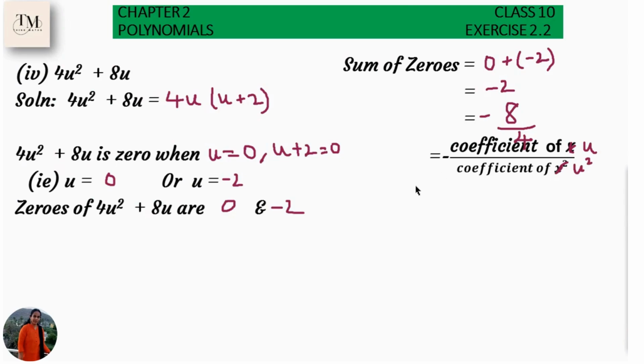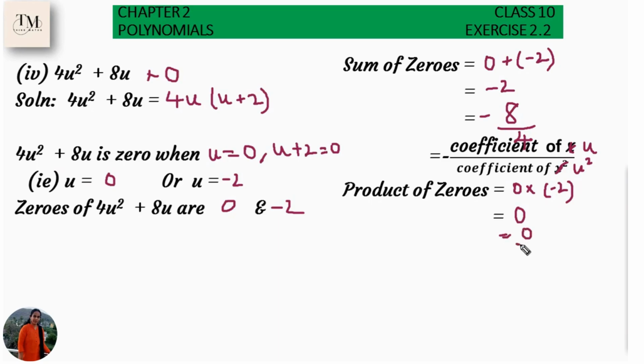So the next step is you have to find the product of zeros. So the zeros are 0 and minus 2. So 0 into minus 2 is 0. Here there is no constant term, so the constant term is 0. So this is nothing but 0 divided by 4. So we can say that this is equal to constant term divided by coefficient of u square.